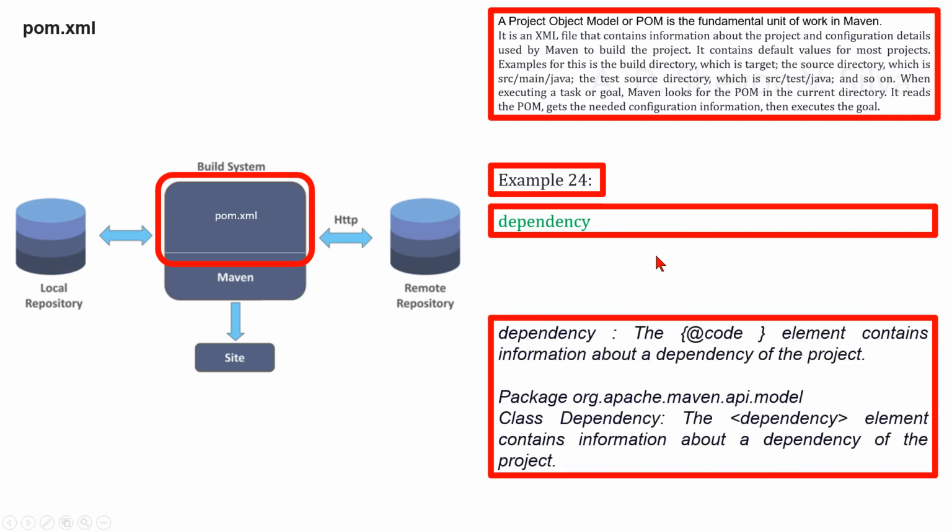The dependency element contains information about dependency of the project. The class Dependency in package org.apache.maven.api.model. The dependency element contains information about the dependency of the project.